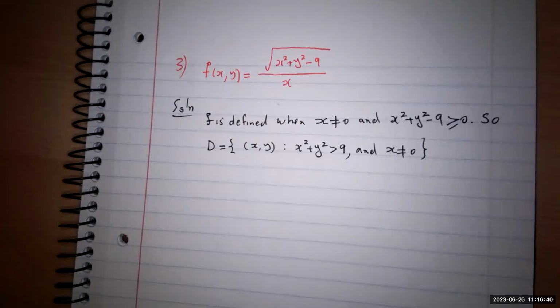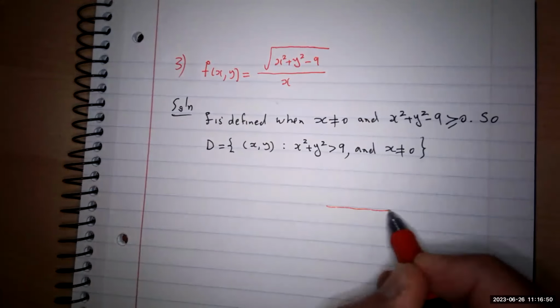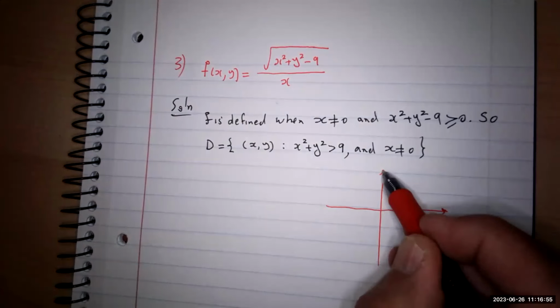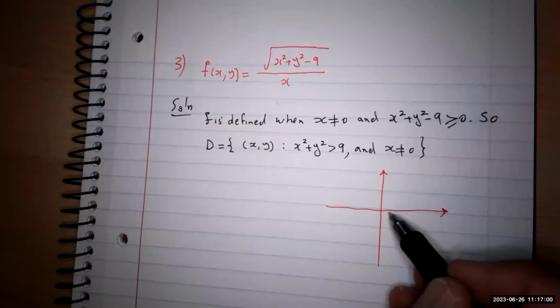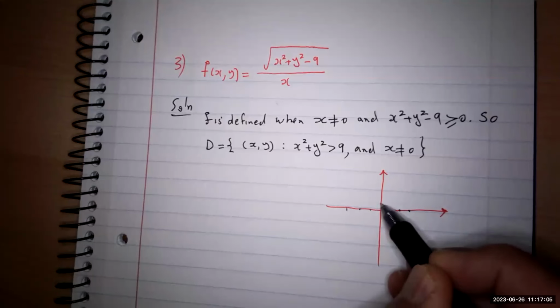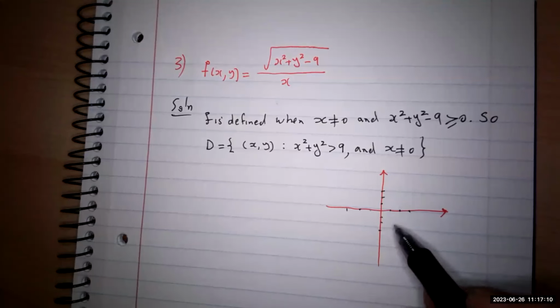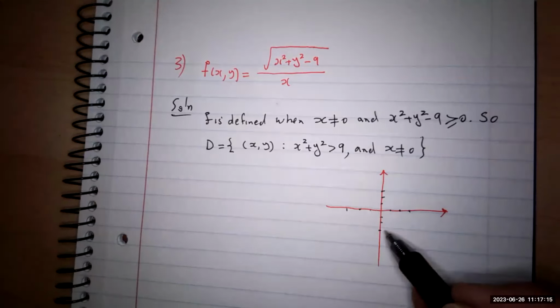Okay, so it's kind of the points outside a circle. If you want to describe it, you have outside a circle with the radius 3. So going to be 1, 2, 3, and that's 1, 2, 3. Okay, so we have this circle, and there is no equality sign here.